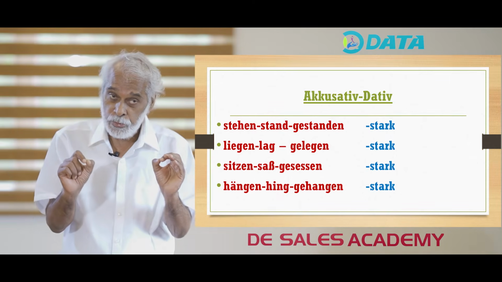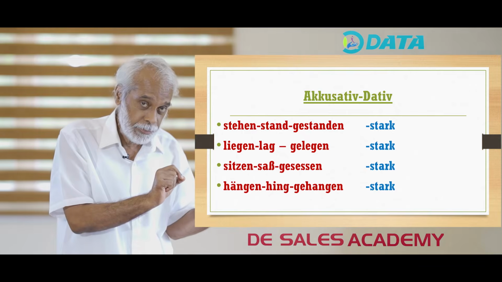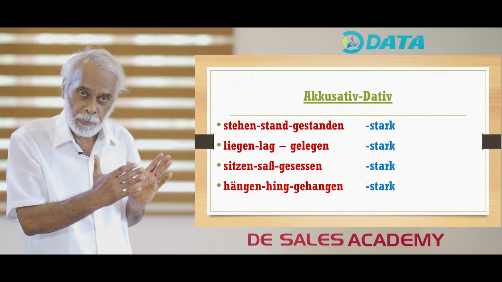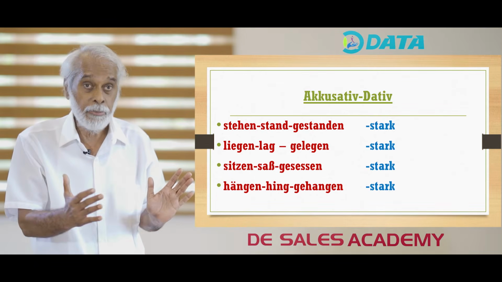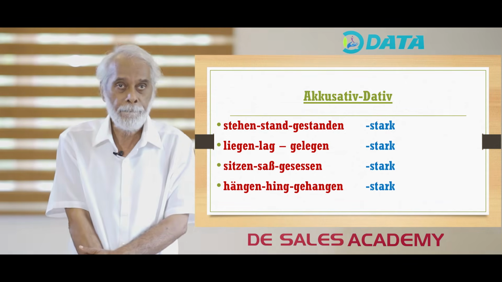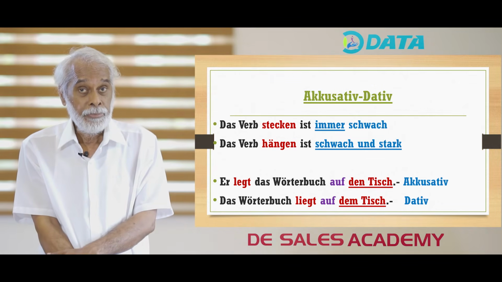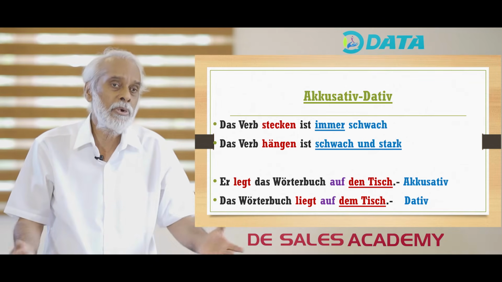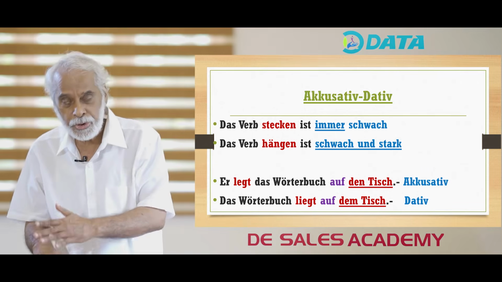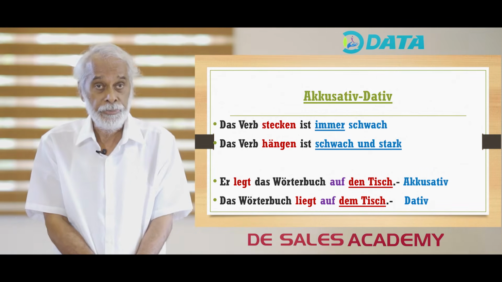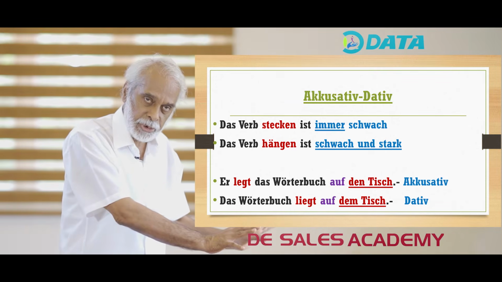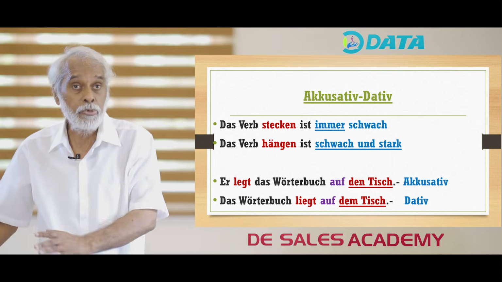So when the verb hängen was used along with action, then the conjugation was hängen, hängte, gehängt. But when it is used in a position sense, the conjugation changes, it becomes hing and gehangen. This change you have to observe very carefully. And das Verb stecken is immer schwach, whether it is used with action or with position. Stecken is always schwach. And the verb hängen that I have just explained can be schwach with action and it is stark with position.